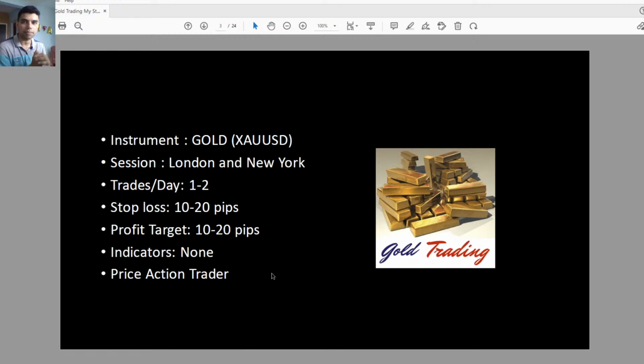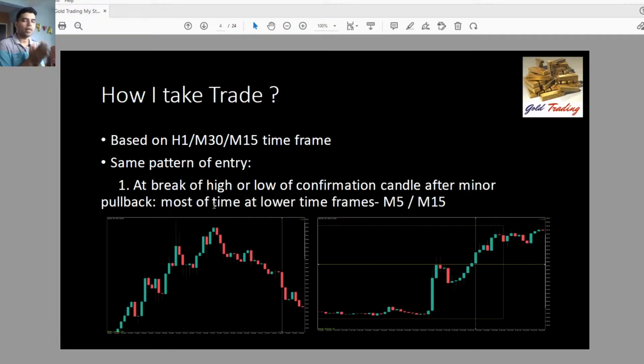I have the same pattern of entry. Either I take the trade at the break of the high or low of the confirmation candle after a minor pullback, that means minor counter trend, and I do that at a smaller time frame, that means on M15 or M5. Okay guys, and the next one is I take the direct entry. Direct entry means it's the break of the high or the low of the pullback candle. Okay, and most of the time I take trades on the H1 and M30 time frame.